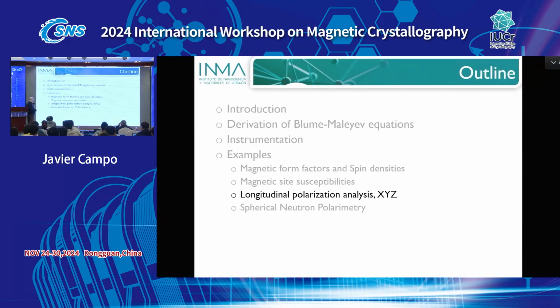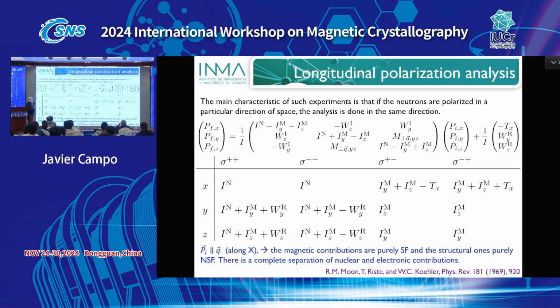Okay, let's go on to explain something about XYZ polarization, longitudinal polarization analysis. Remember, the expression I introduced before is the final polarization: 1 over the total intensity, this big matrix, the initial polarization, plus something independent. Here the idea is I will put the polarization along X, 1, 0, 0, Y, 0, 1, 0, Z, 0, 0, 1, and I will obtain a vector that I will project. The final vector will be projected along X, Y, and Z.